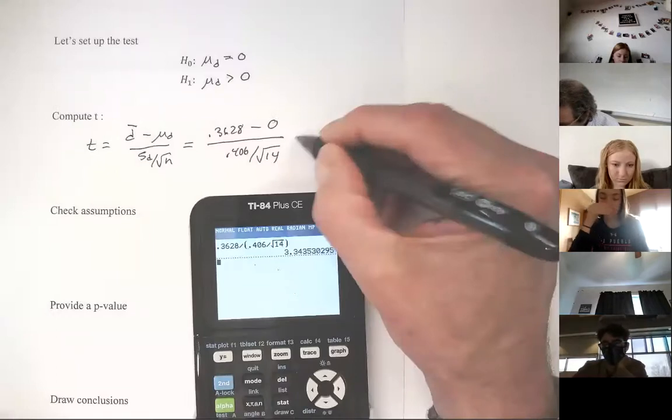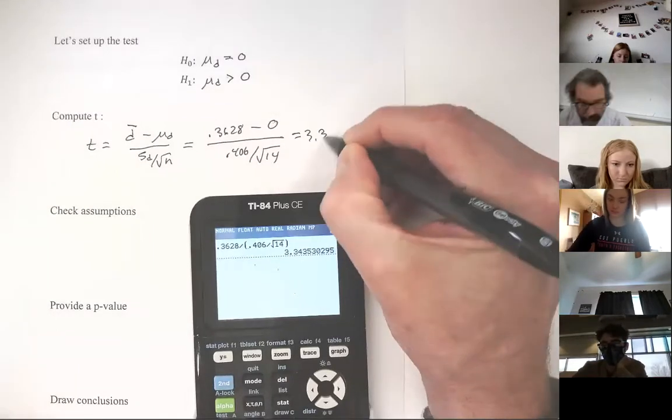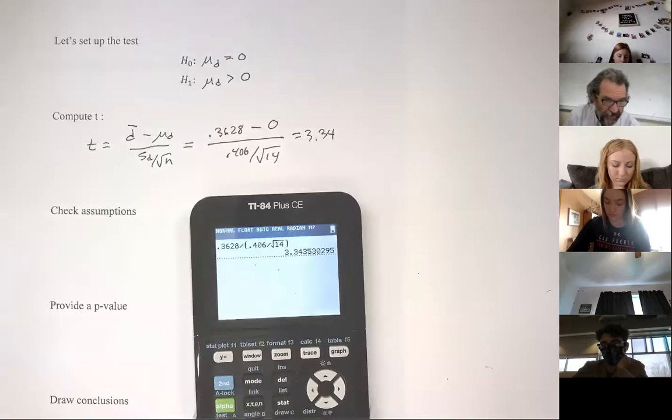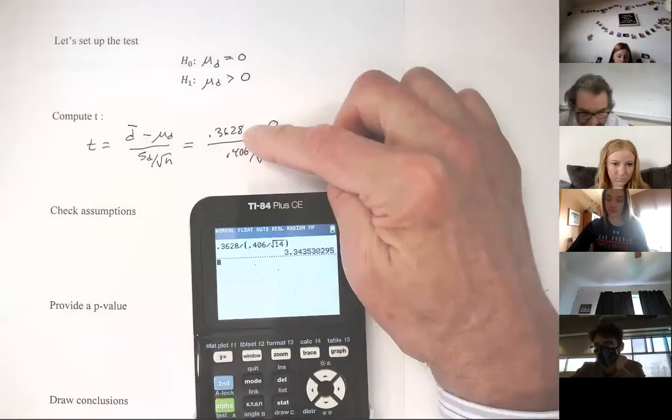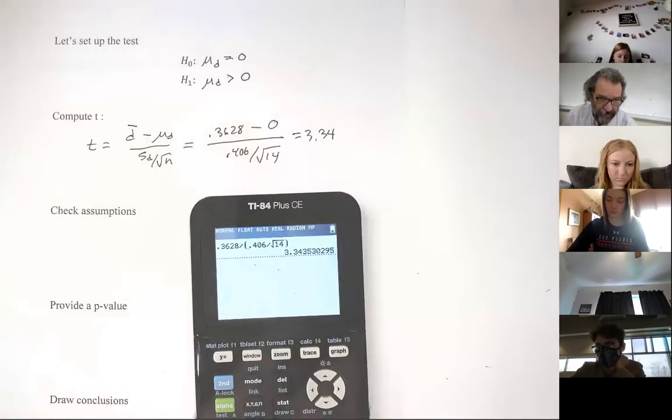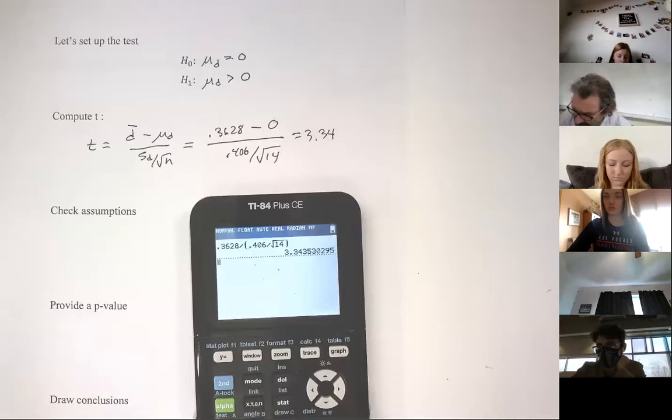Well, 3.34. We know something about that. That's a big number. So those differences, this 0.3628, is meaningful. It's not just random variation. It might not be meaningful in a health setting. That tiny change in cholesterol levels might not cause you to be any healthier.